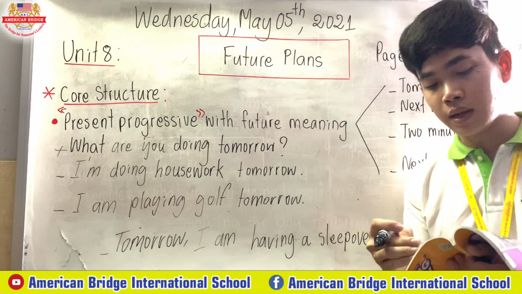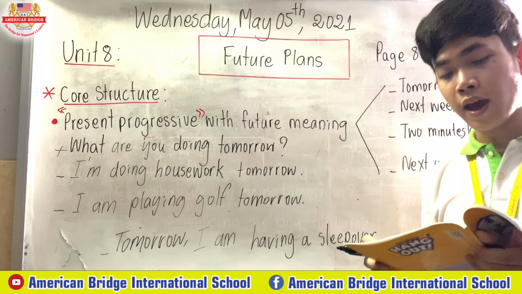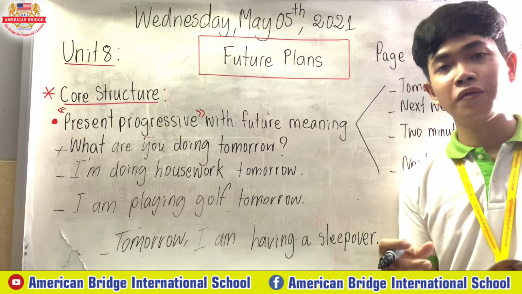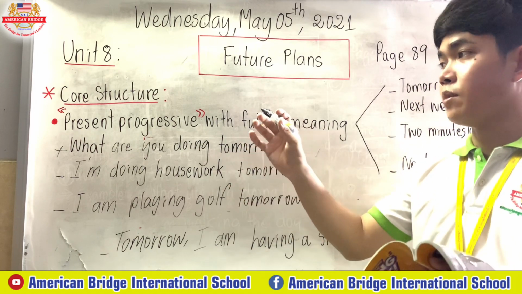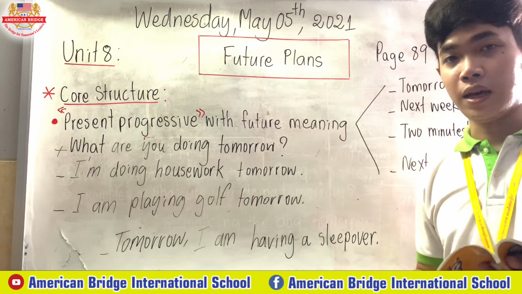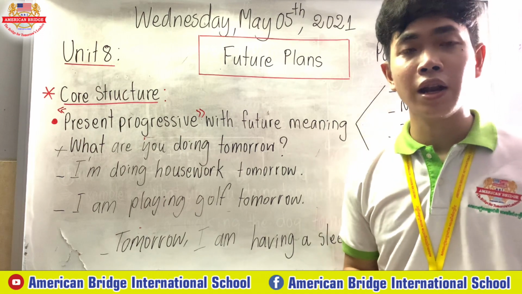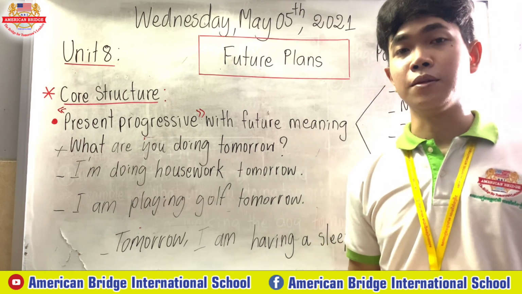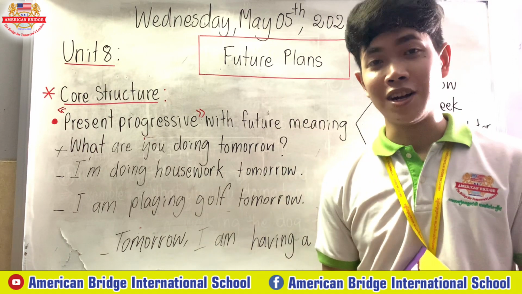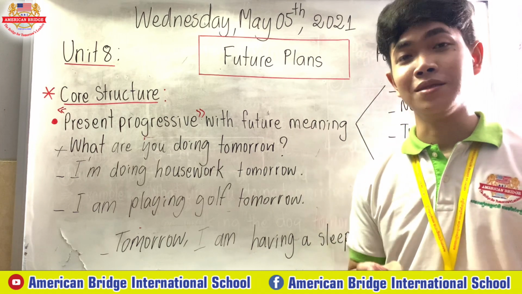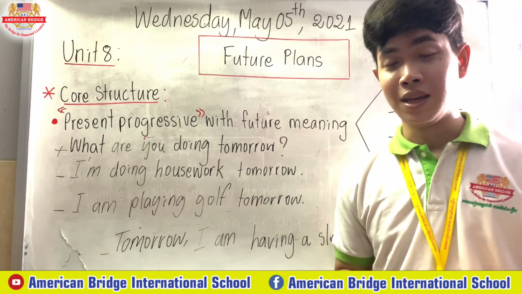For the other pictures, like letters D, B, H, F, C, I want all of you to try to create more sentences using this core structure, which is the present progressive with the future meaning. That's what I have explained to you. If you have any questions regarding the use of the present progressive for the future meaning, feel free to ask your teacher. And one more thing, don't forget to make more sentences by looking at the picture on page 89, in part C.